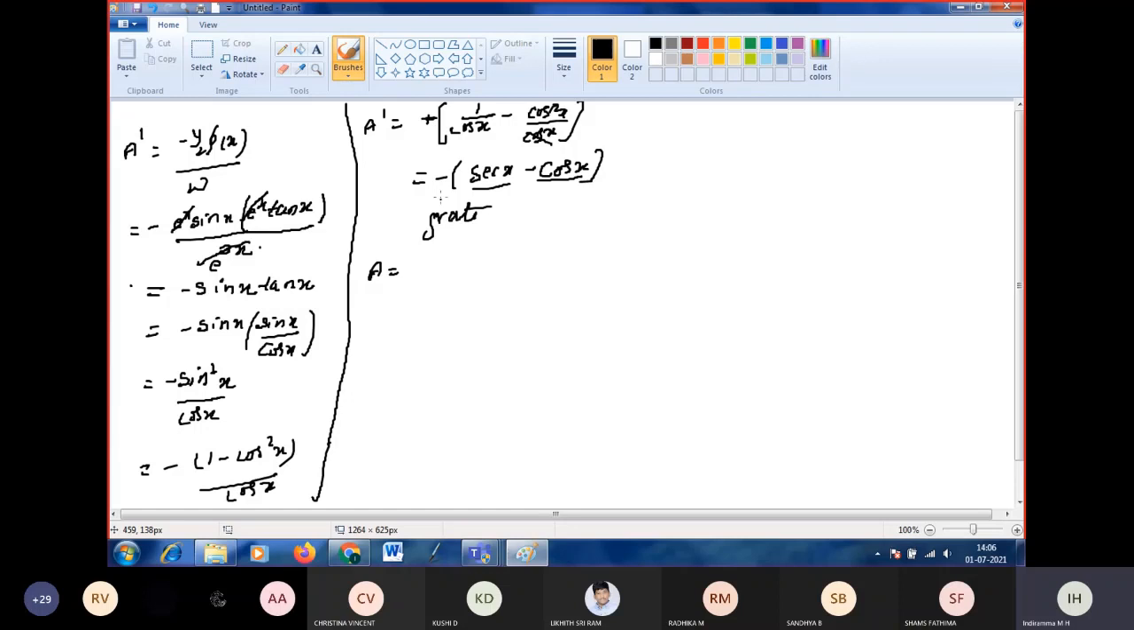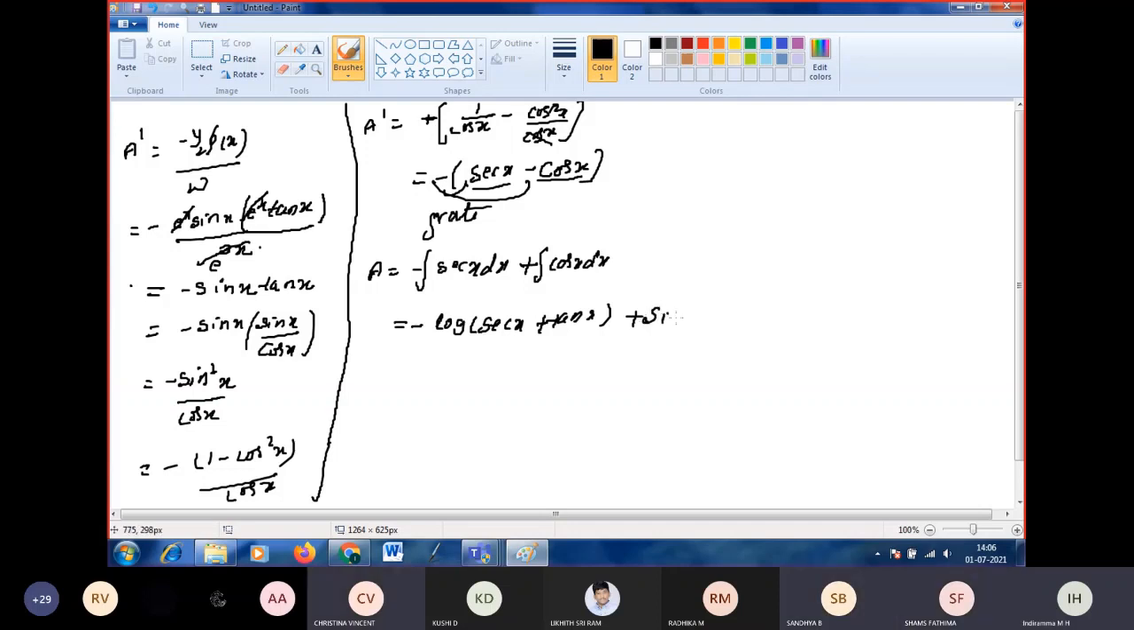So a dash becomes a. You can multiply minus integration of minus secant x dx. Next, minus into minus plus integration of cos x dx. What is the integration of secant x? Minus log of secant x plus tan x, plus the integration of cos x, which is sin x. So plus what? Plus K1. This will be our value for a.